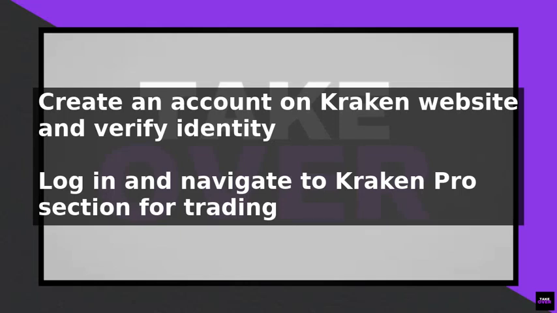To get started with trading on Kraken Pro, first create an account on the Kraken website and go through the verification process. Once your account is verified, log in and navigate to the Kraken Pro section. Kraken Pro is a professional trading platform that offers advanced features and tools for experienced traders. Here you will find a wide range of cryptocurrencies and traditional assets to trade.